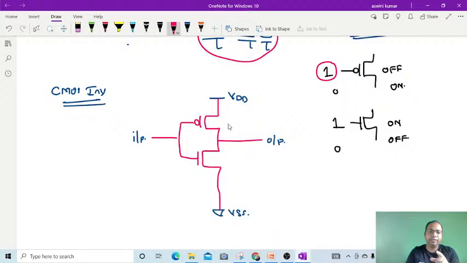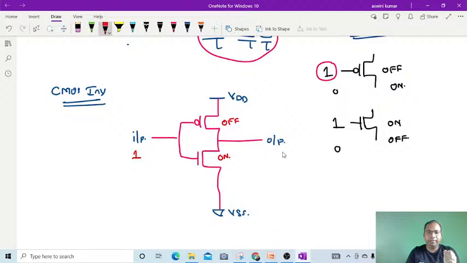That's why it is called complementary MOSFETs, complementary metal oxide semiconductors, right? Okay, now, if I'm giving the input as a 1 here, then one transistor is in the off state and the other is in the on state. Now the output is connected to VSS, so I will get the output as a 0.